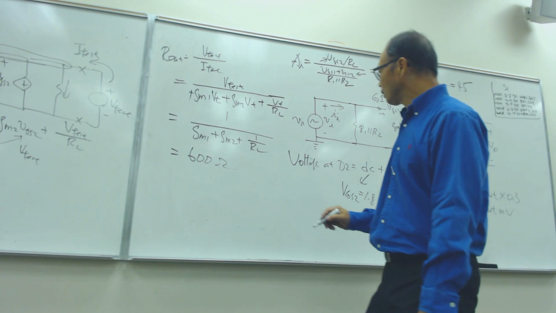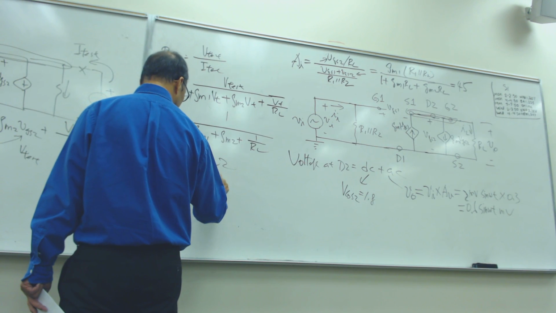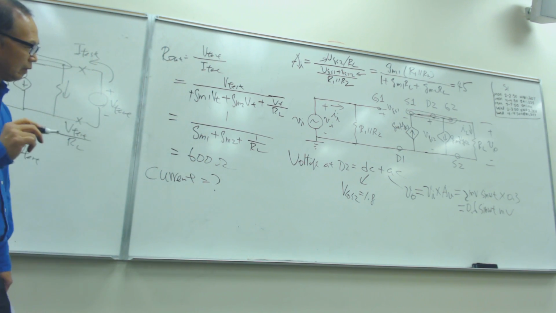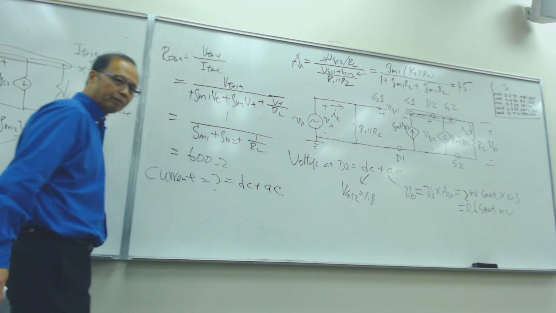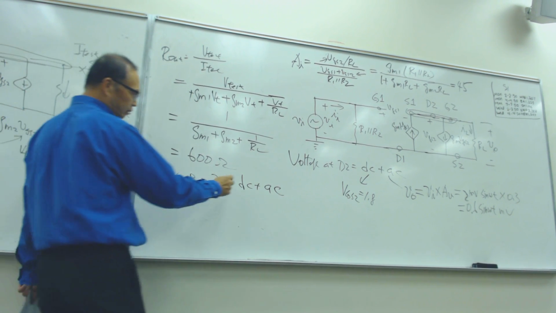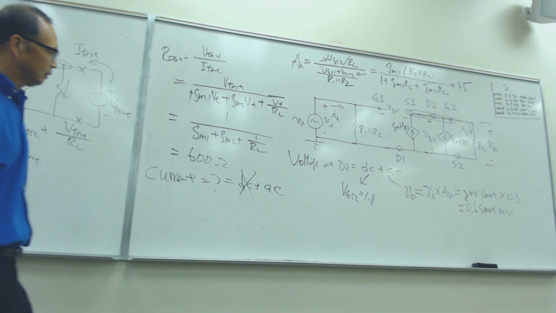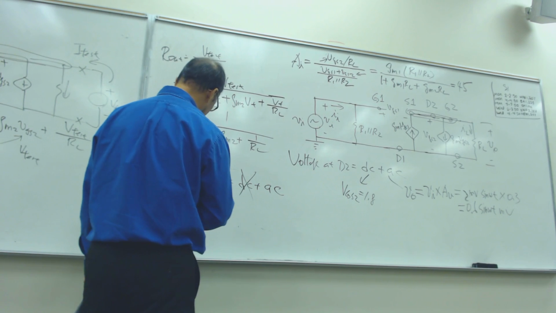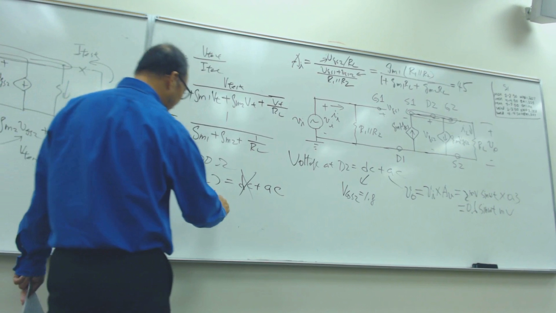All right. Then what about the current? Generally speaking, you have DC plus AC, right? Do you have DC current? No, because you have a capacitor, right? So it's open. So there's no DC component, right? For the AC component, how do you find that? It's I sub L, correct?